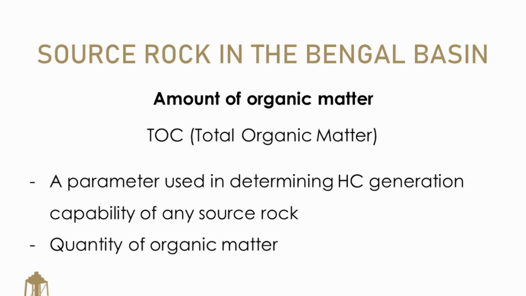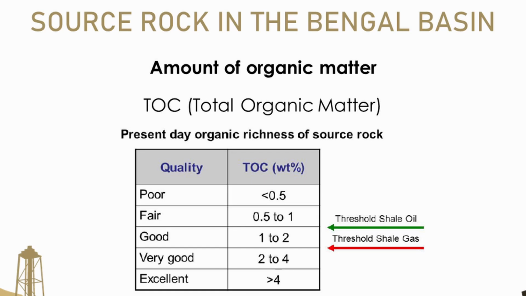The amount of organic matter is shown as TOC, which is total organic carbon. It's a parameter used in determining the hydrocarbon generation capability of any source rock and the quantity of organic matter. Here you can see the table of TOC, which depicts the quality of source rock.